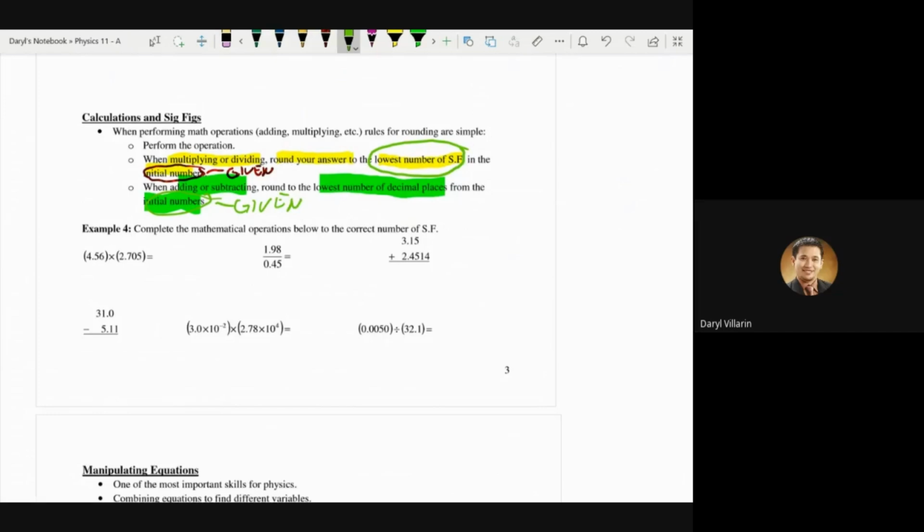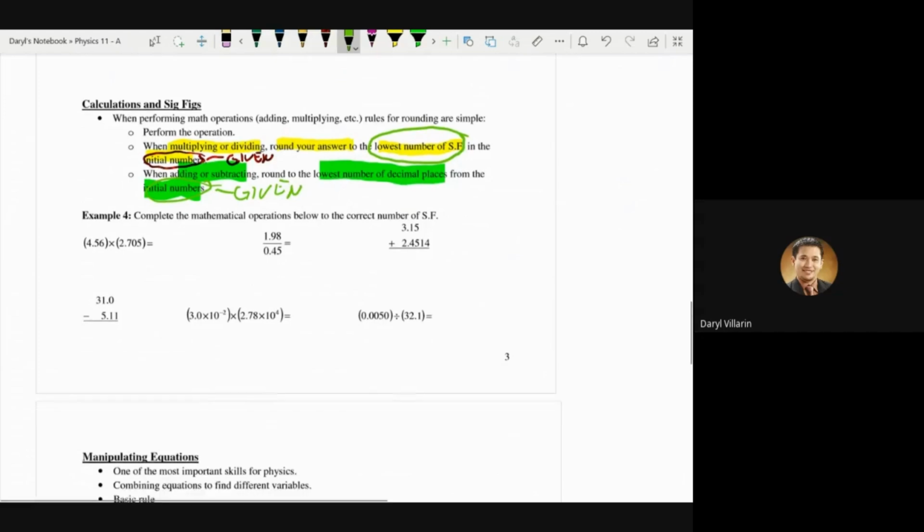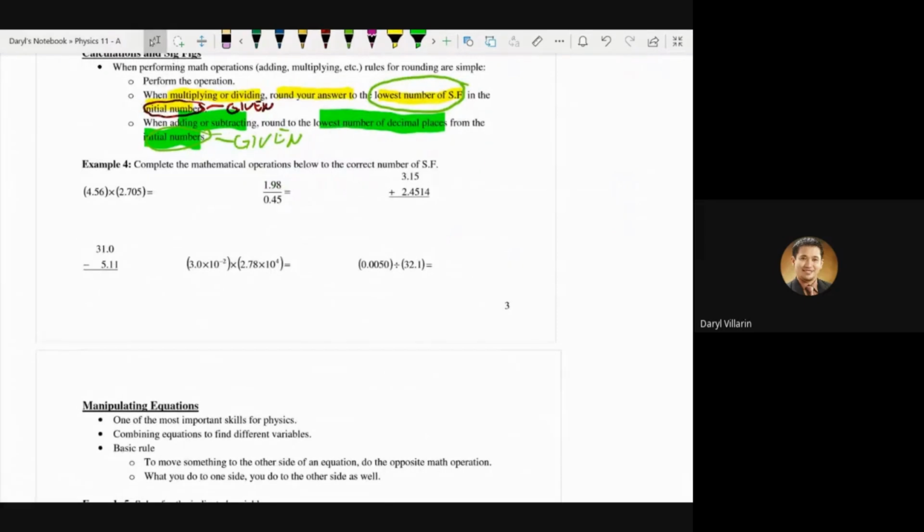So let's try to apply this one here. For the first one, it's multiplication, 4.56 times 2.705. It could be any quantity, okay? So first things first, try to identify the number of significant digits. For the first number, you have 3 significant figures. The other one has 4 significant figures.